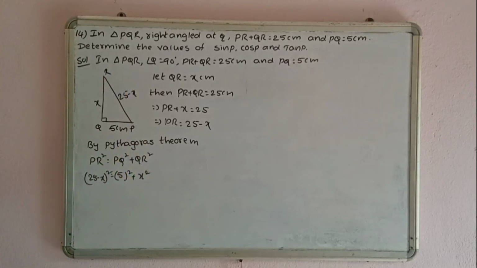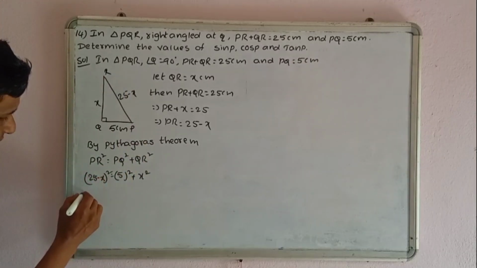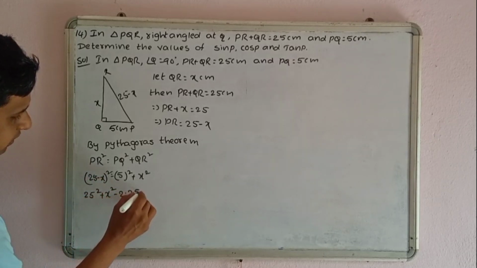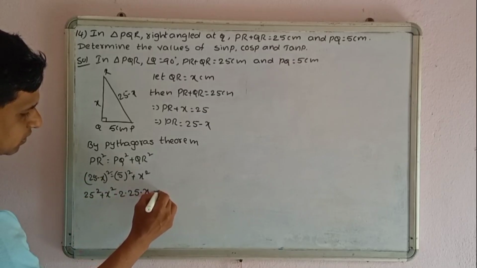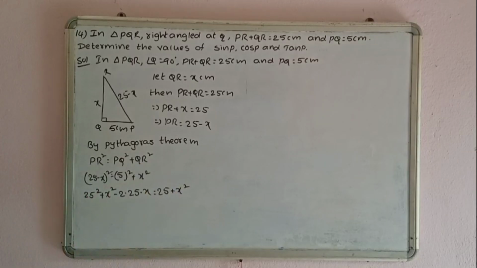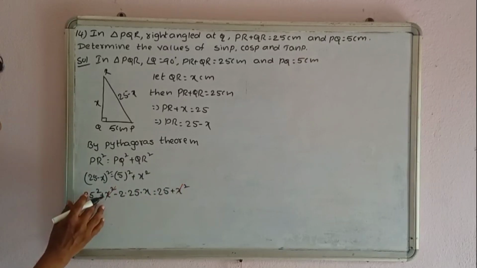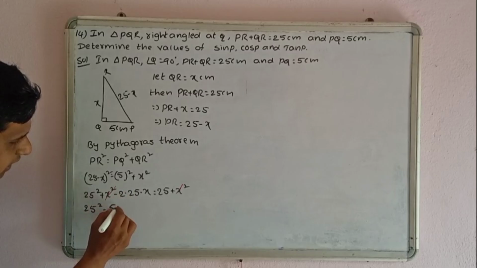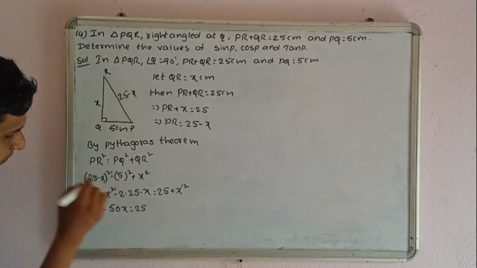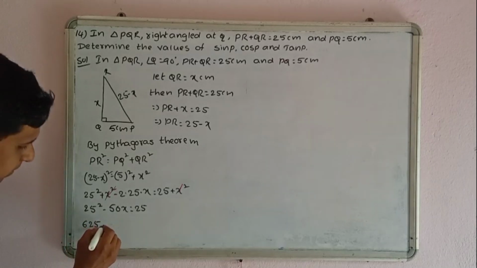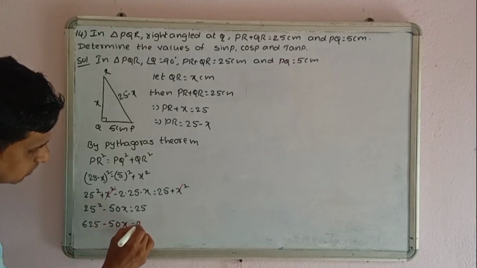Now this is of the form a minus b whole square, so a square plus b square minus 2ab, that equals 5 square, which is 25, plus x square. Observe that here x square gets cancelled. Now 25 square minus 50x equals 25. 25 square value is 625, so 625 minus 50x equals 25.